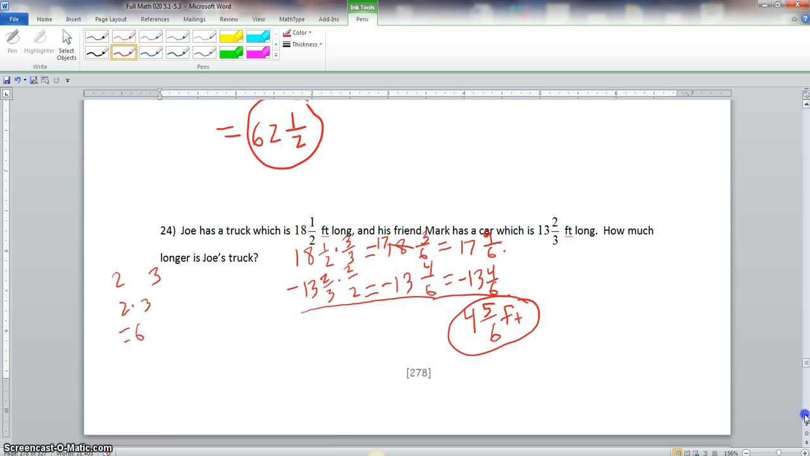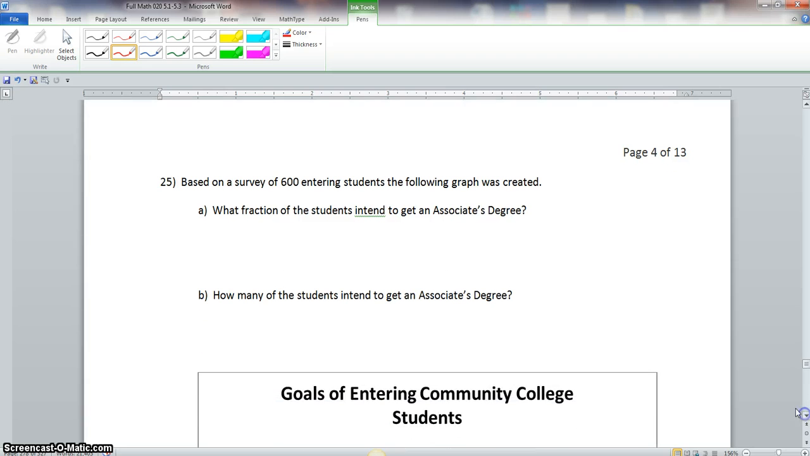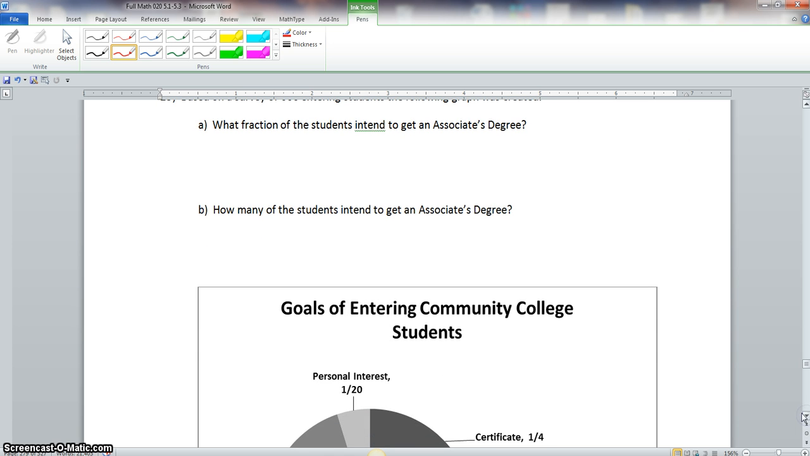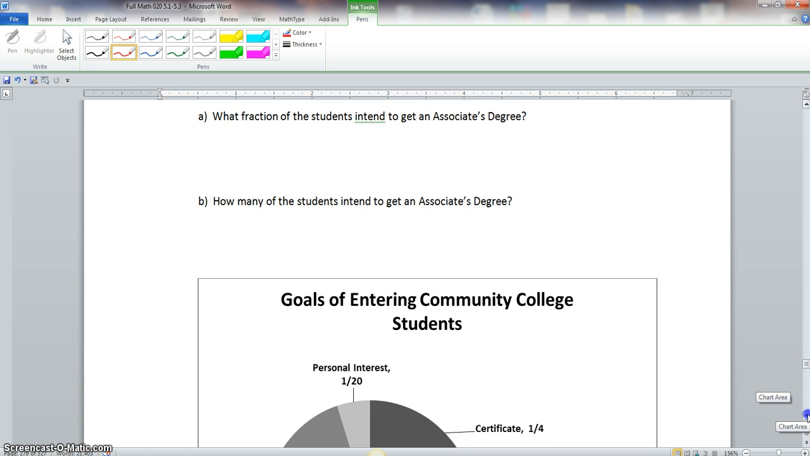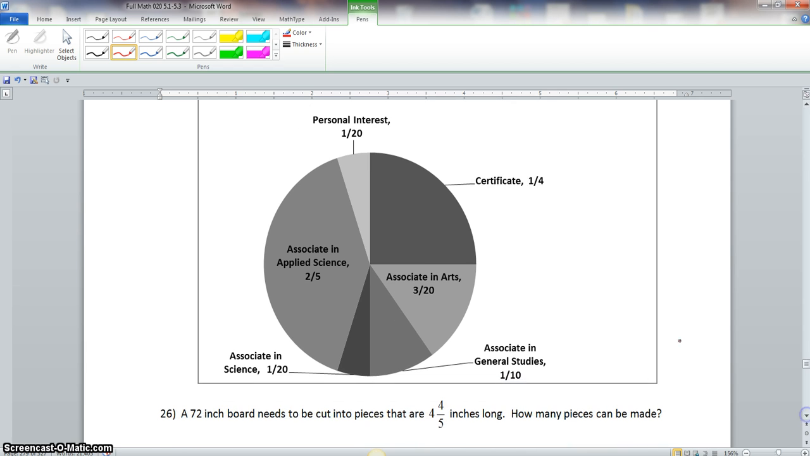Now we scroll down here to problem number 25. It says, based on a survey of 600 entering students, the following graph was created. Now the graph is down here. Now it asks us what fraction of the students intend to get an associate's degree. So what we need to do is this here. We want to get the fraction of students that want to get an associate's degree.